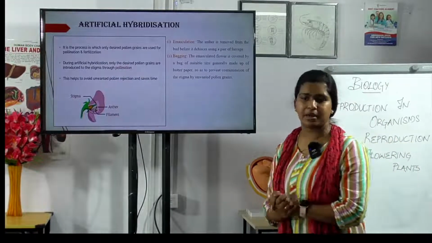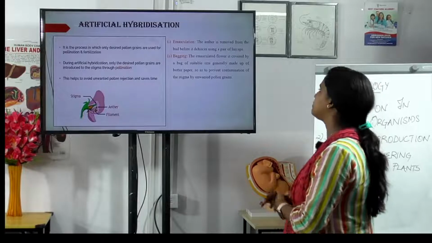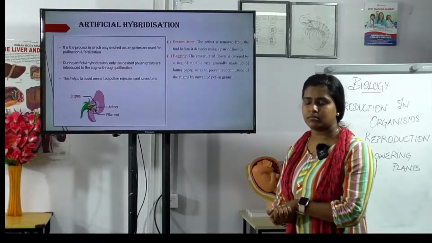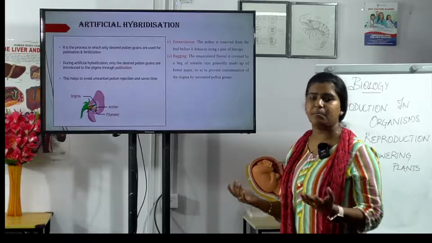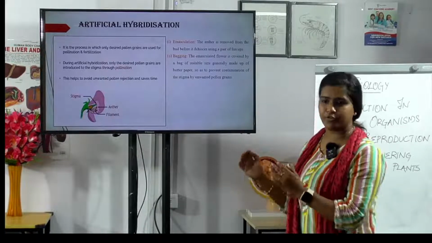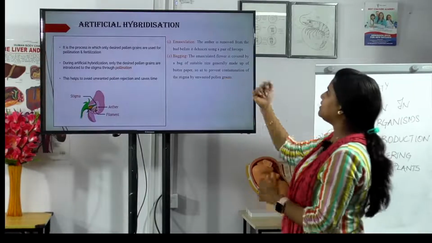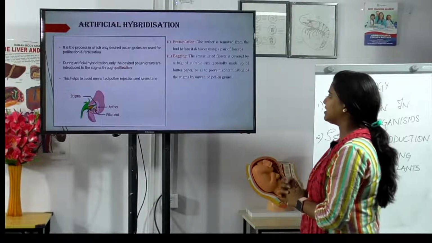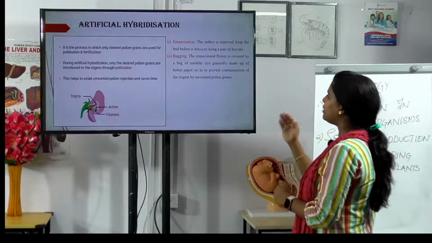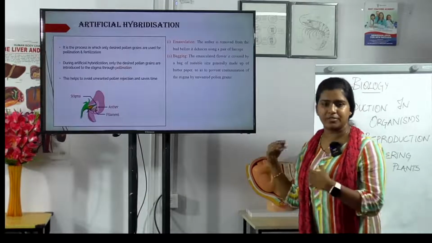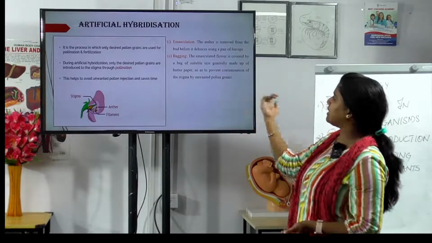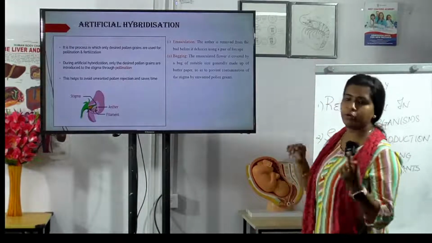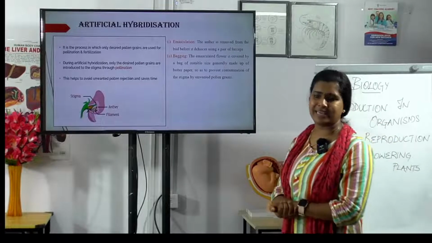What is artificial hybridization? It is man made, like whichever desirable character of the plant we want, we will be selecting it. It is a process in which only the desired pollen grains are used for pollination and fertilization. During artificial hybridization only desired pollen grains are introduced, like whichever we wanted, and this helps in unwanted pollen rejection and saves time. And that is of two types. One is emasculation, the other is the bagging method.